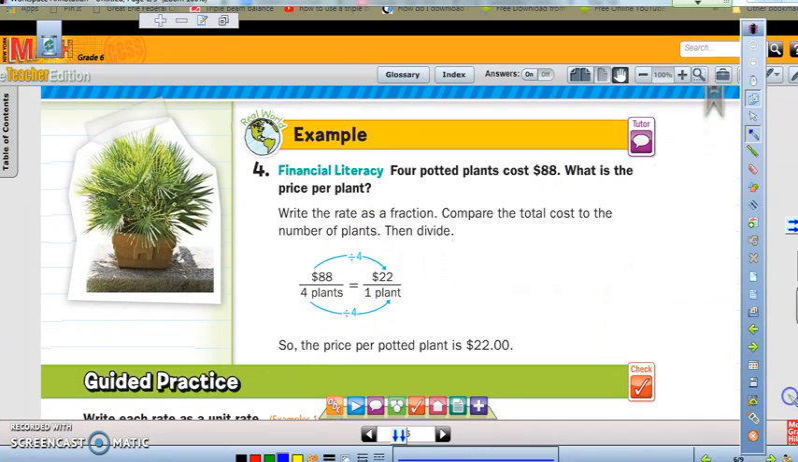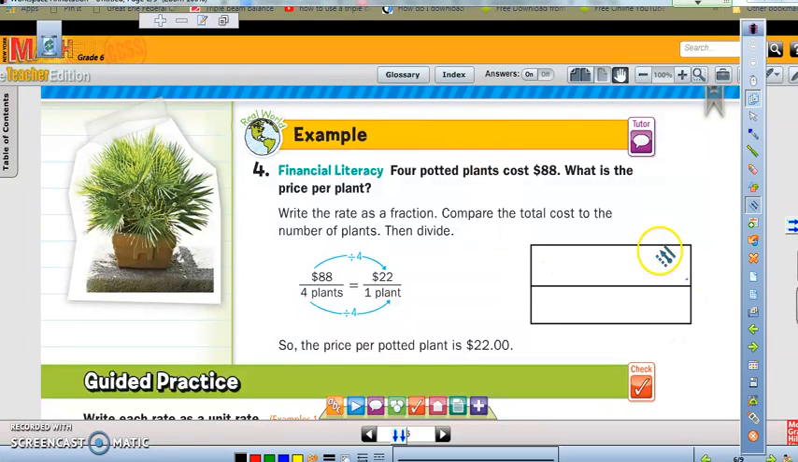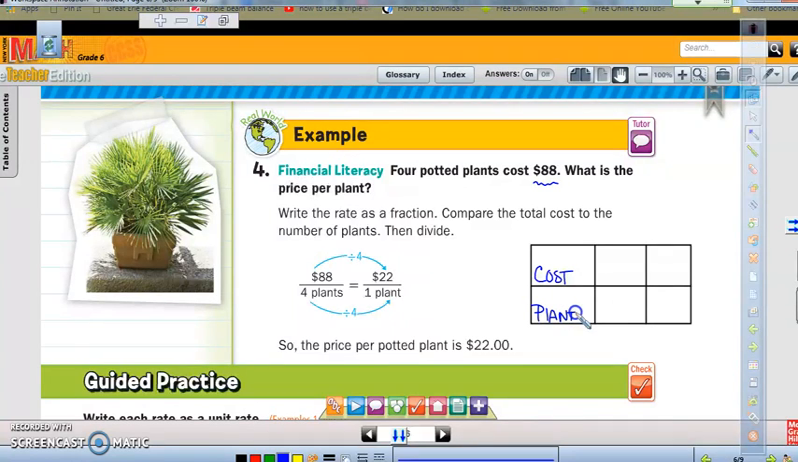Let's turn our page now, and here's another problem. We're talking about potted plants, and I want the price per plant. So I'm going to draw my ratio table. It says 4 potted plants cost $88. What is the price per plant? So we always like to have money up top. So this is going to be the cost. This is the plants. So it costs $88. And there's 4 plants.